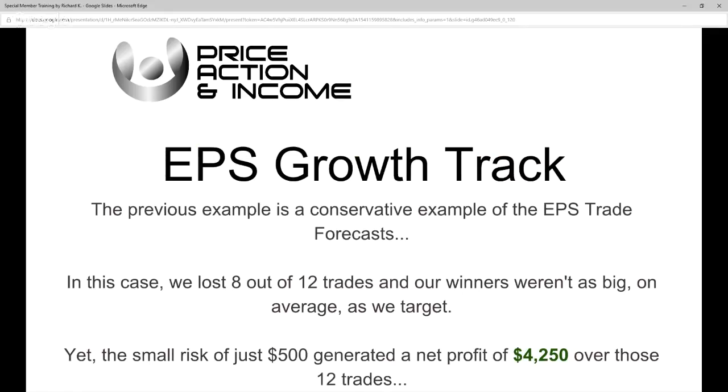And so the previous example is a conservative example of the EPS trade forecasts. In this case, we lost 8 out of 12 trades, and our winners weren't as big on average as what we are targeting. Yet the small risk of just $500 generated a net profit of $4,250 over those 12 trades. So with a very poor win rate, but because of the targeting, there's still a really nice profit of $4,250. And that's just a sample.